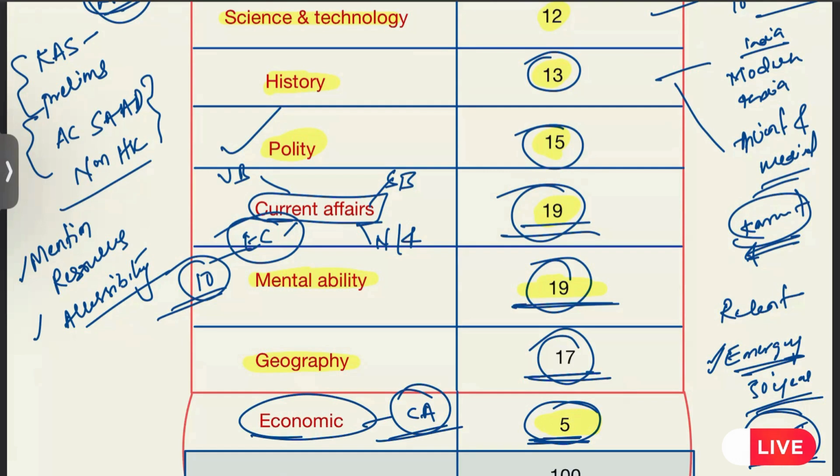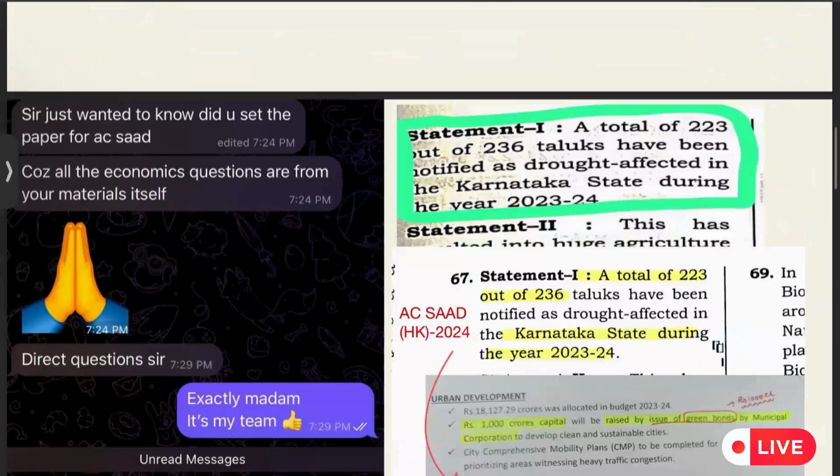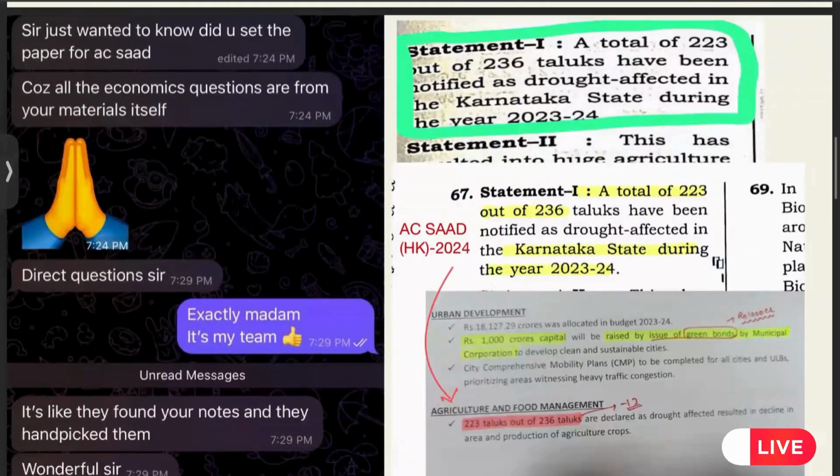Kindly let me know how you have analyzed this paper. It's very important if you are appearing for the upcoming KAS on August 25th, as KPSC has already clarified. Let me share with you a message. Many students have shared, but this is one student who was constantly in touch with us and was preparing with us. We were very happy to share it with the audience here.